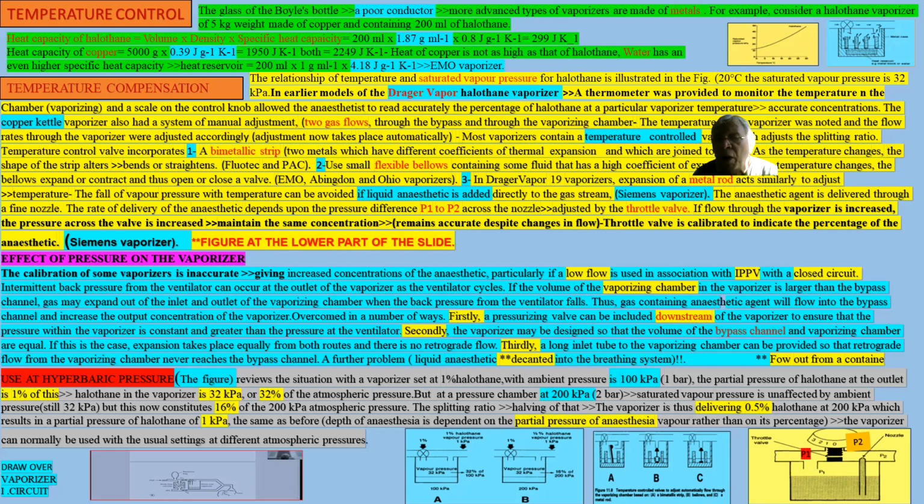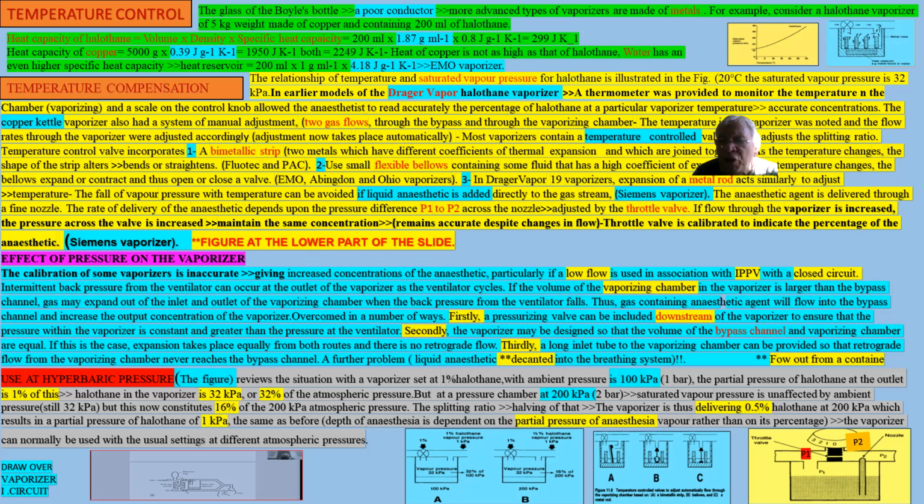If, as we said before, we have a vaporizer working at 100 kilopascal, and the concentration of halothane in it is known, we can figure out by Dalton's law the pressure, which is 32 kilopascal. This 32 kilopascal is not affected by anything apart from temperature. So whenever I set the knob at 1%, we are controlling the splitting ratio, assuring that what comes out is only 1%.